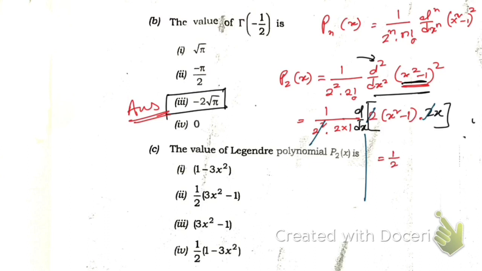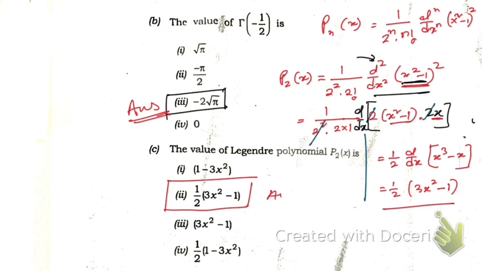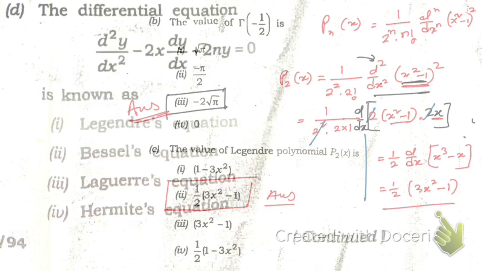So 1 by 2 derivative with respect to x of, if you multiply x with this, you must have got x to the power 3 minus x, right? And if you differentiate it, you're going to have 3x square minus 1. That is our answer, right? So here the correct option is this. So this is our answer. Hope you have understood. So this is our next question.